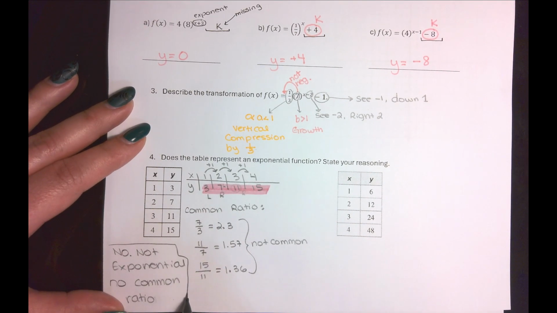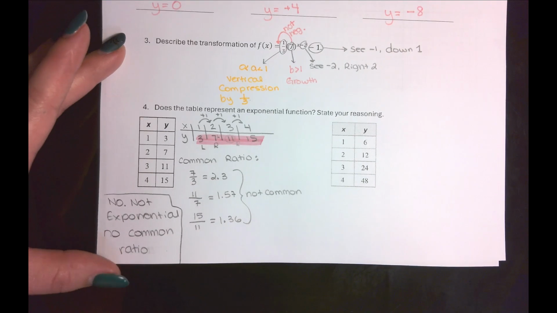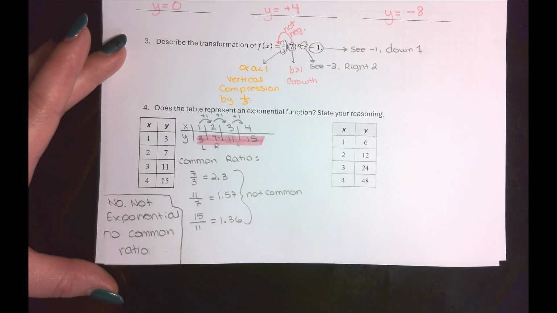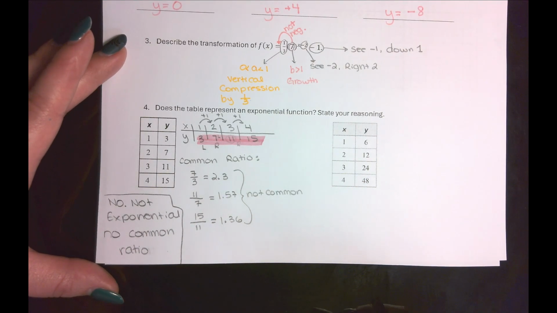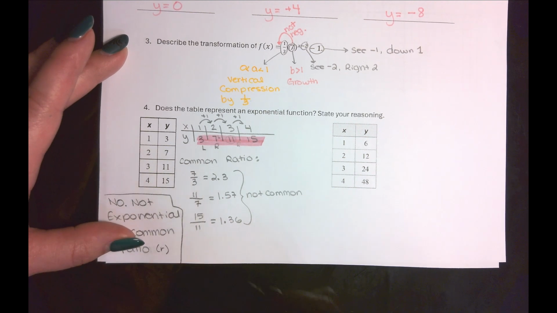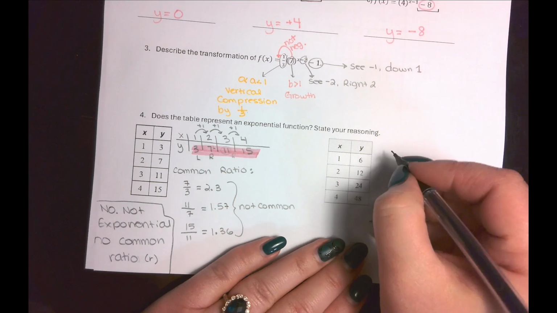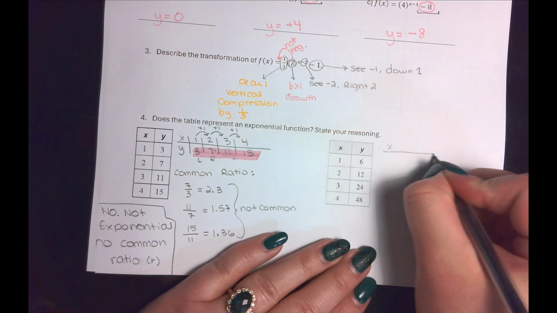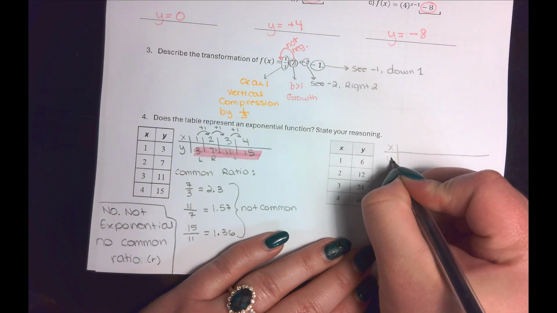So my answer for this table here: is this an exponential? No, it is not an exponential. Why is it not an exponential? Because there is no common ratio. Common ratio is also known as lowercase r. Let's go ahead and do exactly the same thing. I'm going to push my table over so I can get my right versus my left.